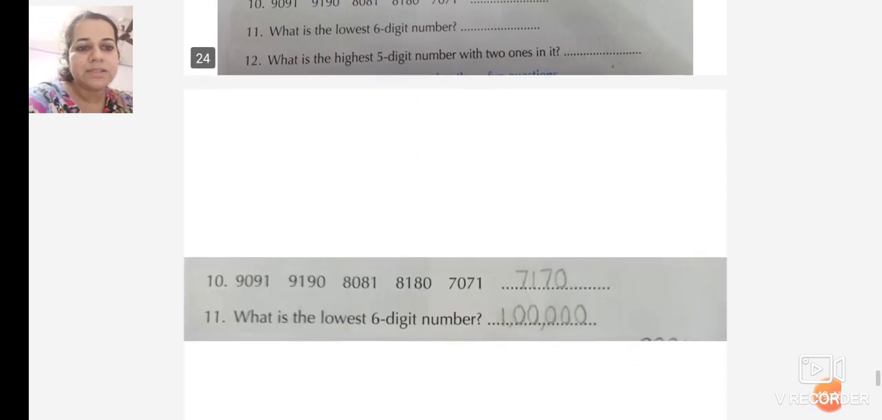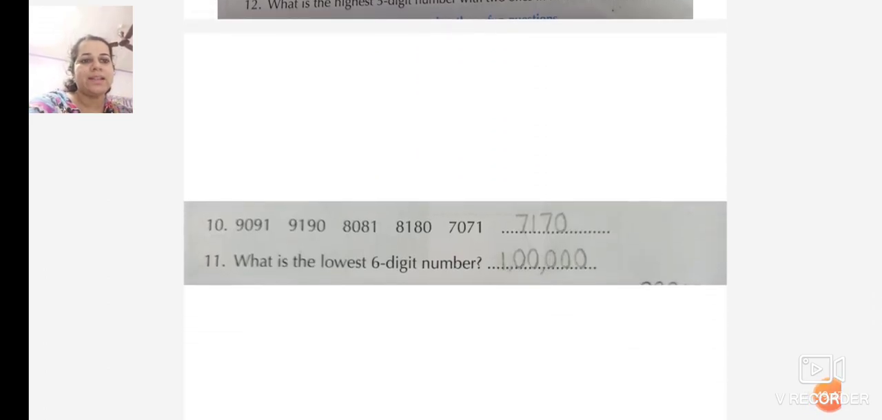I'll show you how to write in the textbook. The lowest 6-digit number is 1 lakh. The answer is 1 lakh because there are 6 digits in this number and this is the lowest 6-digit number. Whatever numbers we write after this will be the bigger numbers.